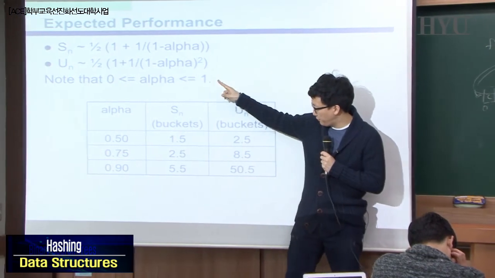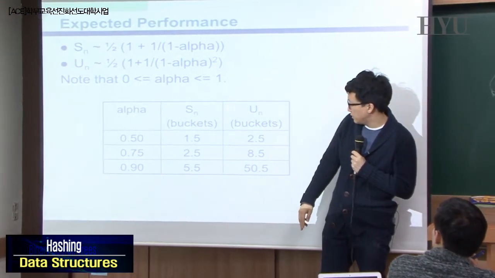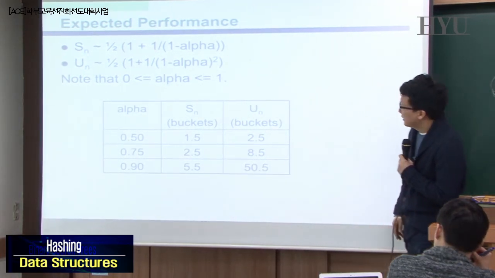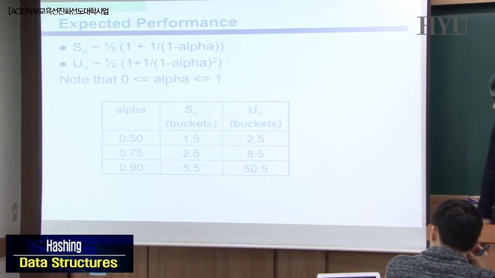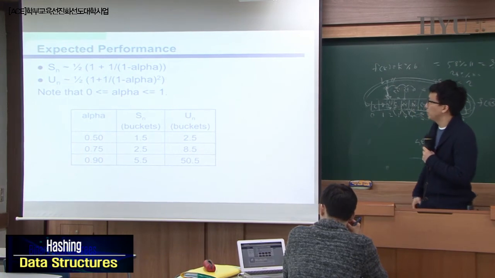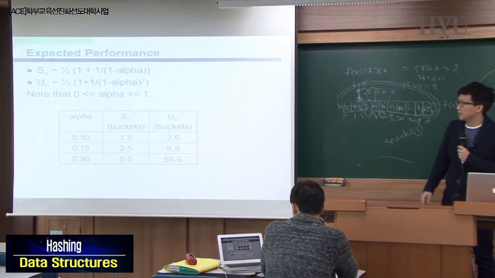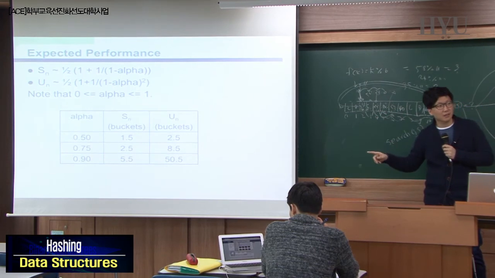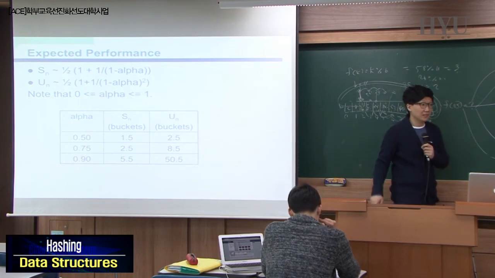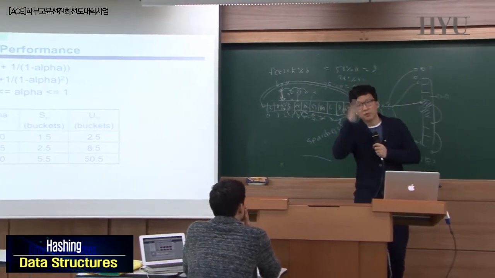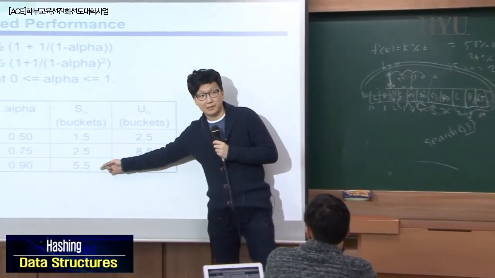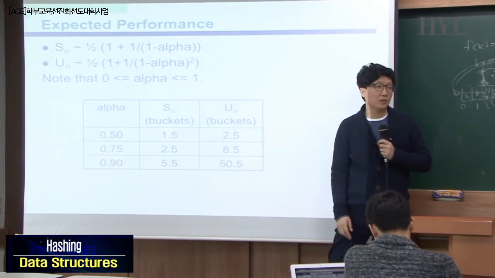But you notice that it depends on the alpha values. With alpha value 75%, SN is 2.5, and UN gets really large. At 0.9, SN is 5.5 and UN is 50.5. Notice that with more elements in the list, there are likely more collisions in the list, so you have to move a lot within the list. This is how much you have to move for a successful search and an unsuccessful search.